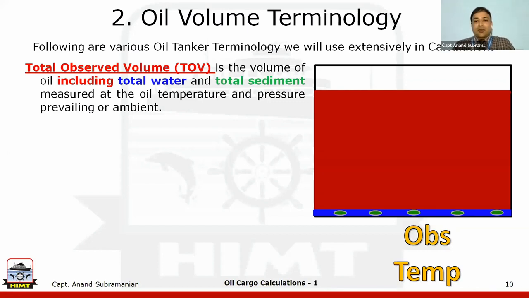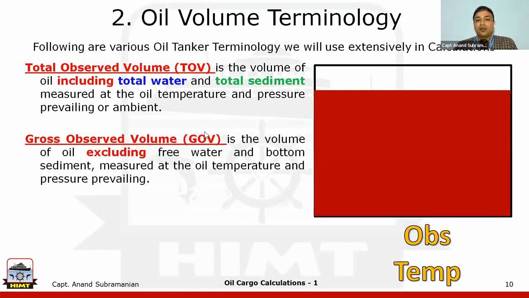So this is excluded in all the tanker calculations for freight calculations, and also we don't want to calculate this water content. That's the reason for changing over from total observed volume (TOV) to gross observed volume, that is GOV. That is only the oil which is there in the tank.